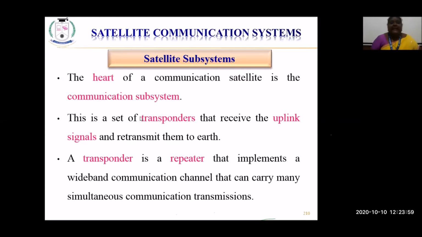In the satellite subsystem, we all know that the heart of the communication satellite is the communication subsystem. This is a set of transponders that receive the uplink signals and retransmit them to the earth as a downlink signal. The transponder is a repeater that implements a wide band communication channel that can carry many simultaneous transmissions. So this is about the satellite subsystem.